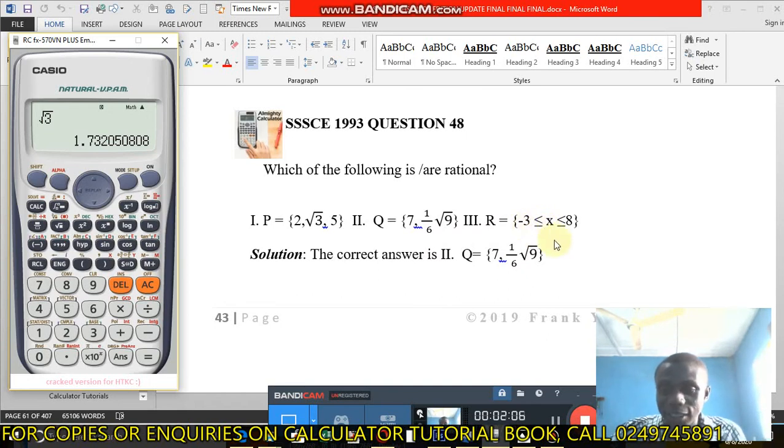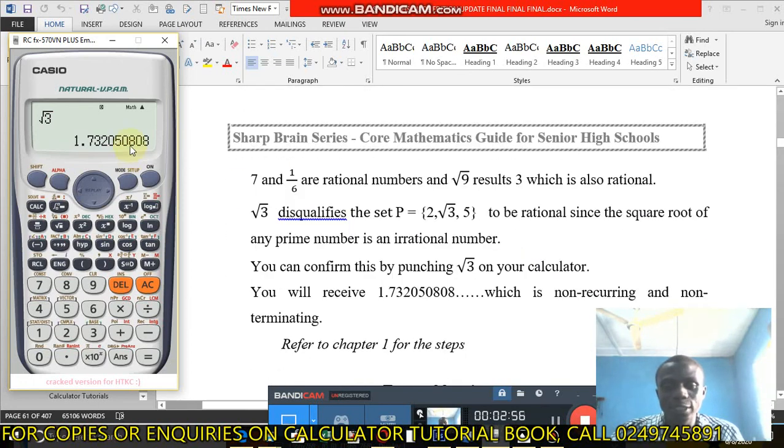When we go to III, we are talking about a range of numbers from -3 to +8. So all the numbers that can be found between -3 and 8. When we see a representation like this, never think of only the whole numbers. You should also know that there are some decimals in between them. Even from -3 to -4, there are -3.1, -3.12, -3.1234567. So you can see that in between them, there are some irrational numbers. They are numbers that will continue unterminated. It makes it irrational. So only the II here is what? A rational number. Let's look at the demonstration. So 7 and 1 over 6 are rational numbers, and root 9 results in 3, which is also rational. In fact, the book explains every question.